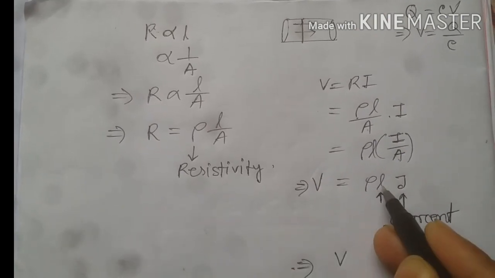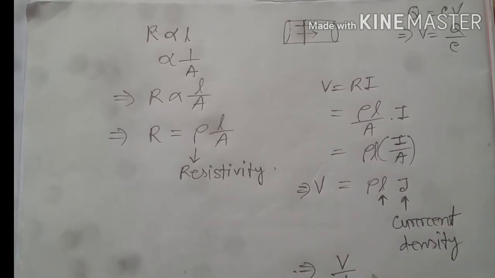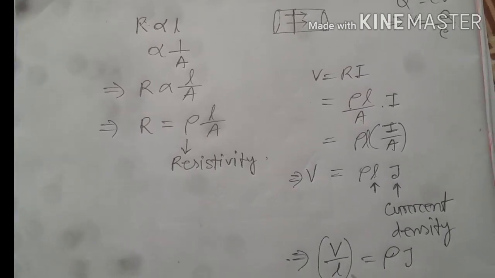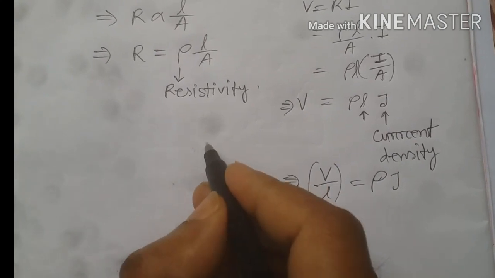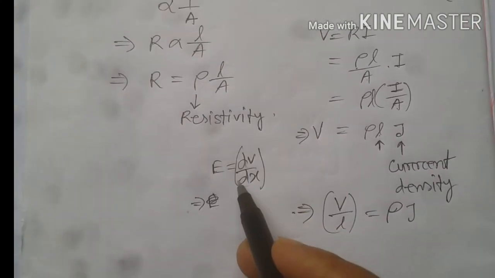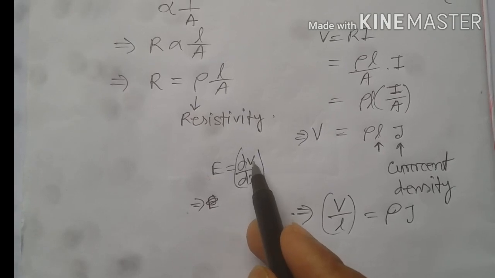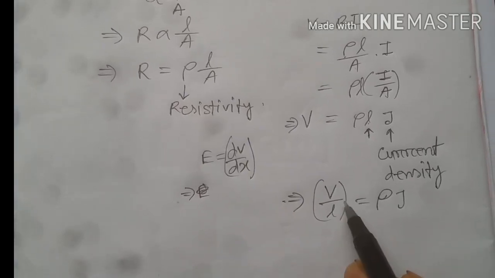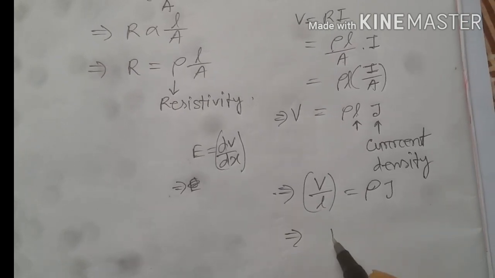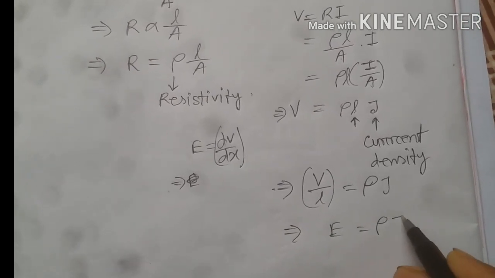Now this equation is V equals rho L J. Taking this L to the denominator, V by L equals rho into J. What is this V by L? We know that electric field E equals dV by dx. That means electric field is the potential difference divided by the length of the conductor. So here V by L is the potential difference divided by the length of the conductor. So electric field E equals rho into J.